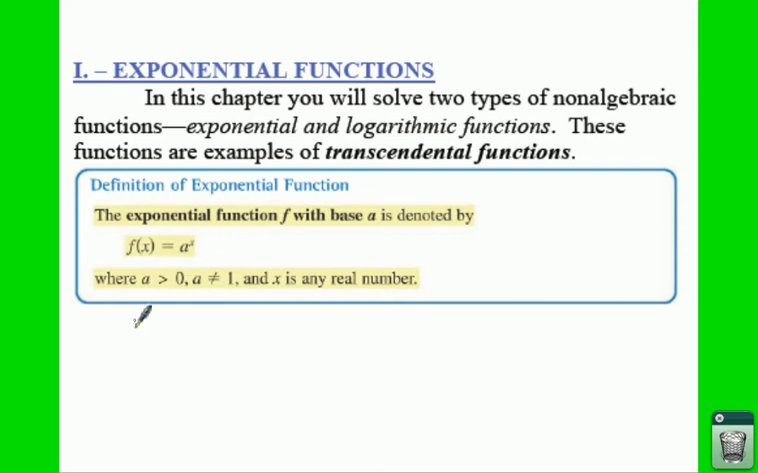Because if you have 1 to any power, it doesn't matter if it's 1 to the second, 1 to the fifth, 1 to the negative 2, your answer is still going to be a 1. So it can't be equal to 1. So it has to be some real number, but this is your definition of an exponential function. So you could have something that looks like 2 to the x. Or maybe you'll have something like f of x equals 1/3 to the power of x. In each of these cases, a is your number, x doesn't change.